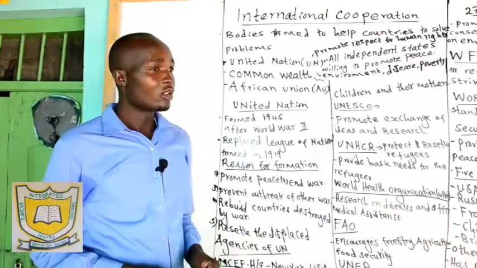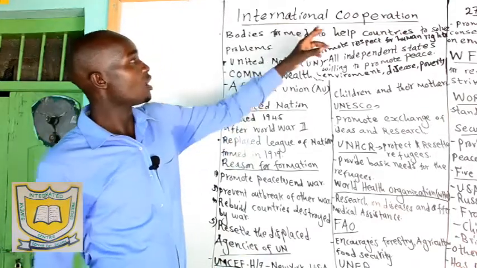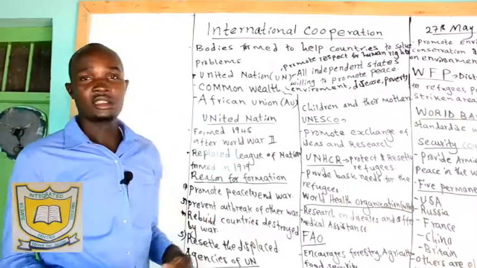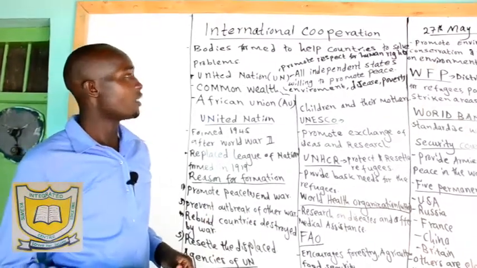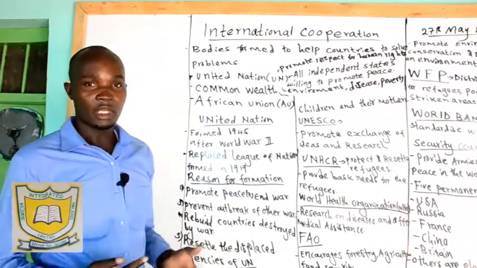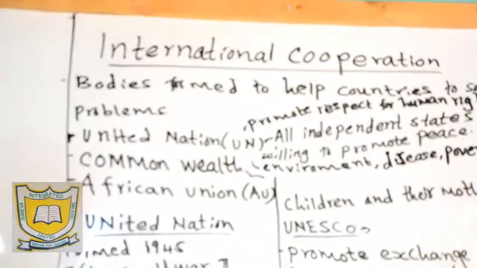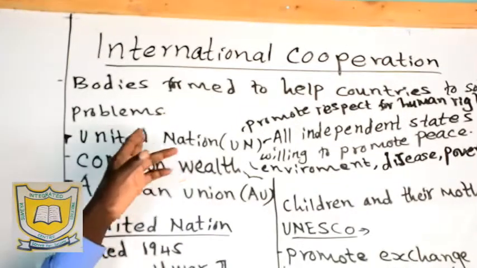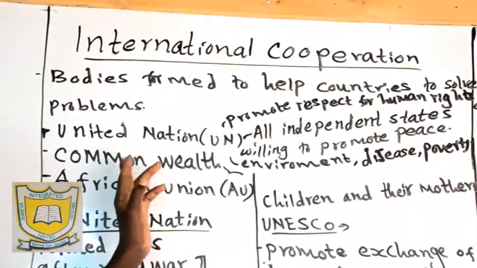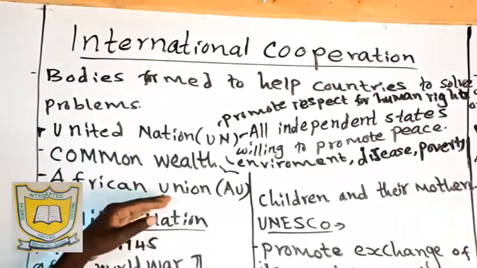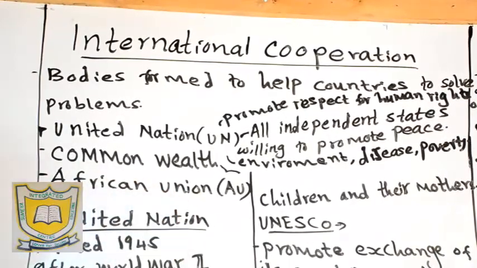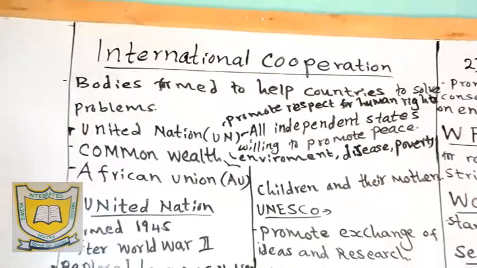Today we want to talk about international cooperation. These are bodies formed internationally to help countries across the world solve different problems, economically, politically, and socially. So we shall look at what we call the United Nations. Then we have the Commonwealth, and then we have the African Union. Those are some of the major world organizations we are going to look at.